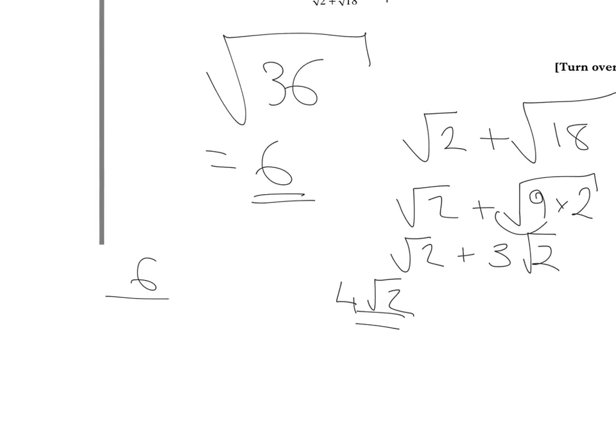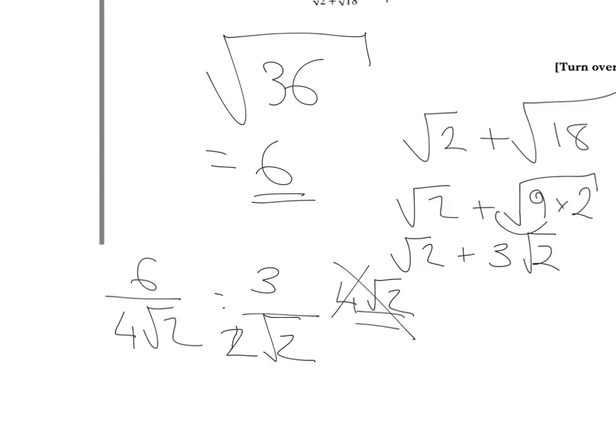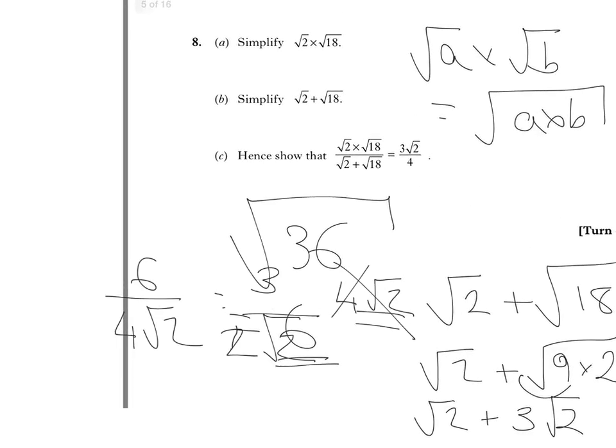So that's going to be 6 over 4 root 2. 6 over 4 will simplify down, and that will come right down to 3 over 2 root 2.